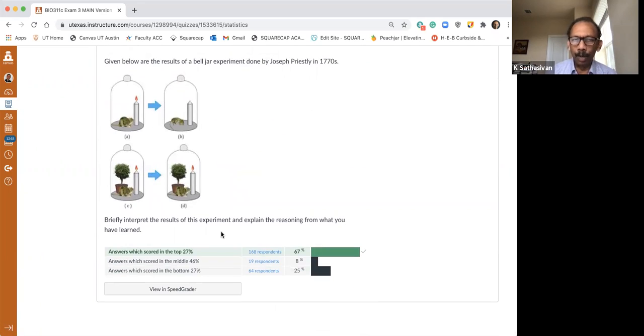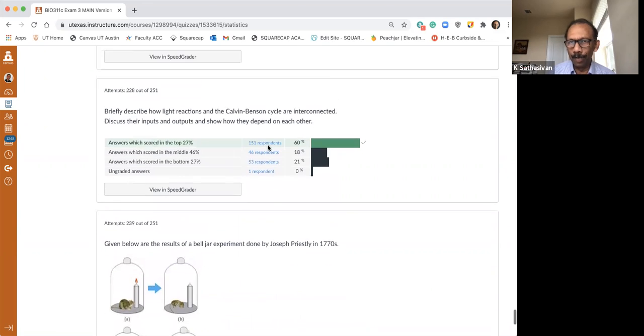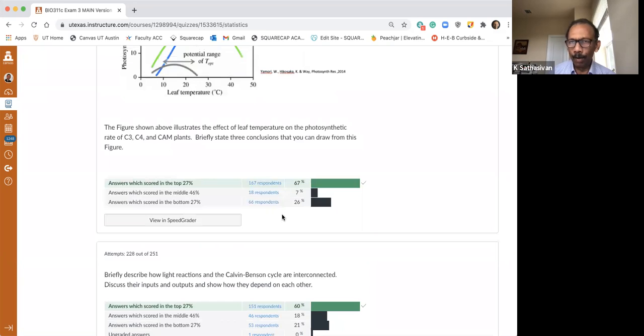This is an interesting, fun question. I know you must have seen this in your middle school or high school, but look at the classic experiment. That's the first discovery of oxygen in the atmosphere. Joseph Priestley's experiment of a bell jar with a mouse and a candle. It dies because the candle takes away the oxygen and there's no other oxygen supply. Whereas in this case, the candle is burning and the plants are releasing oxygen and consuming carbon dioxide from the candle. So the mouse lives longer, and 67% got it right. This is very similar to the previous question. You know it or you don't know it.